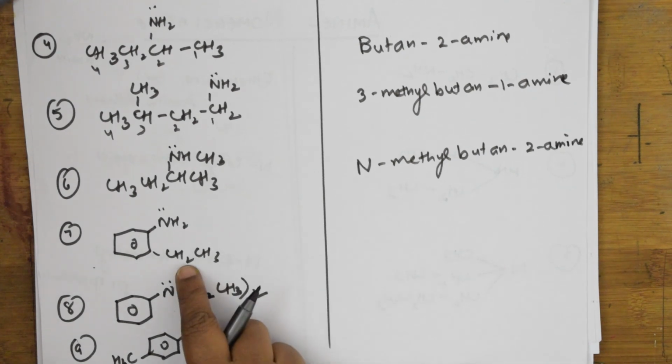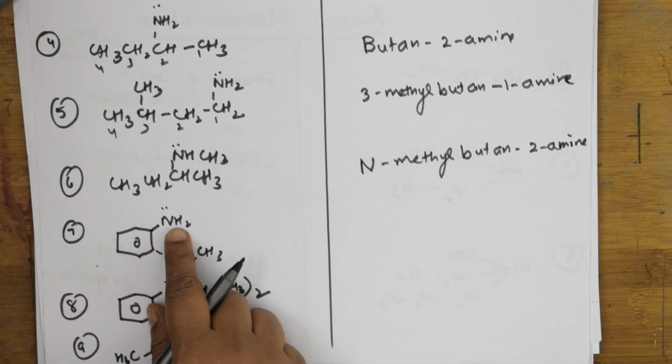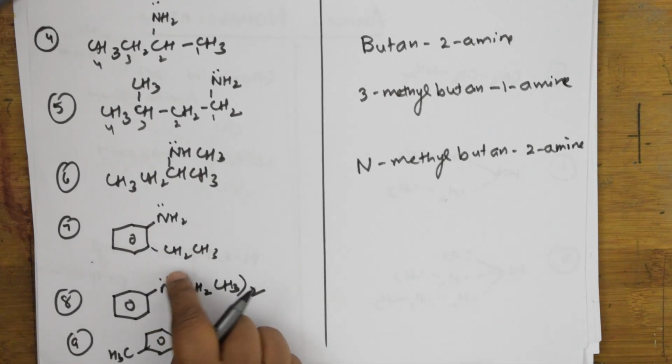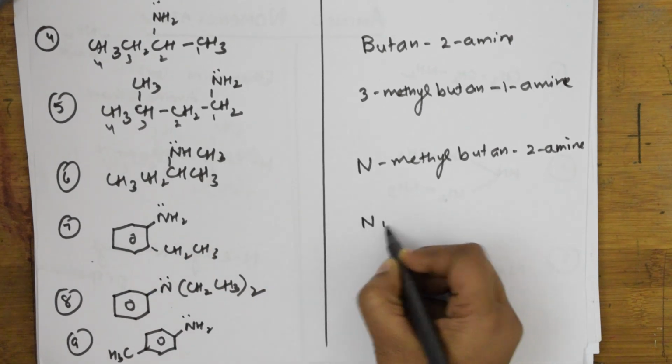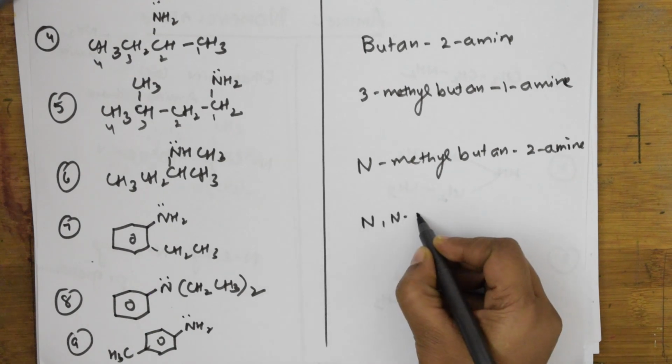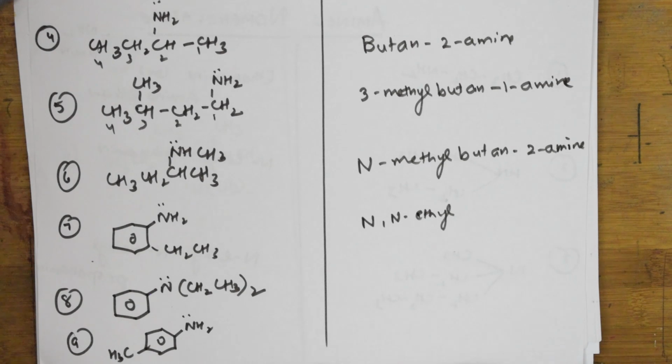Let us name this. Basically, benzene ring with NH2 is called aniline. But here you have ethyl group. How to name this? N, N, ethyl, aniline.